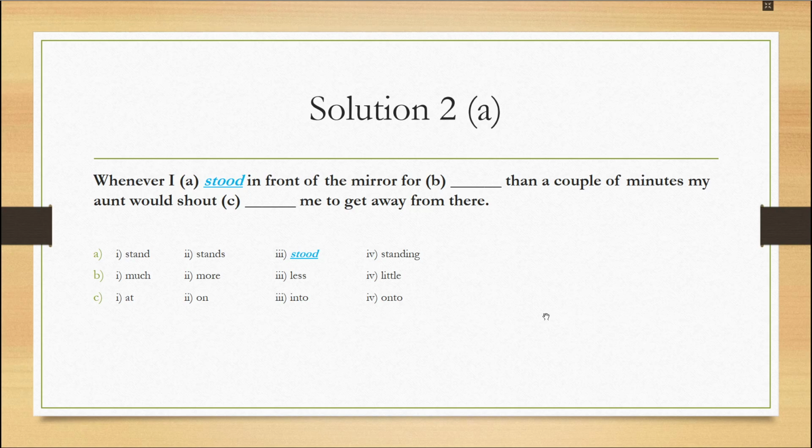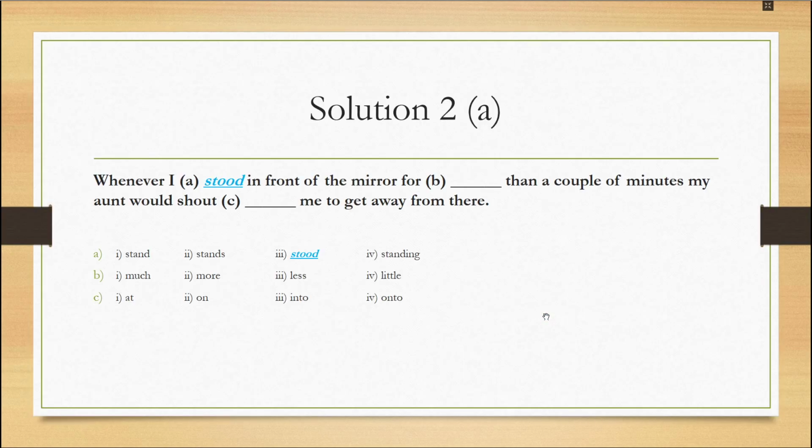Now move on to the next gap filling, the next sentence. For dash than a couple of minutes. Now this than is very helpful to fill this gap because than is always used with the comparative form of an adjective. So since the comparative form of an adjective is to be used here, which word will come? More, because it is the comparative form. Others are not correct.